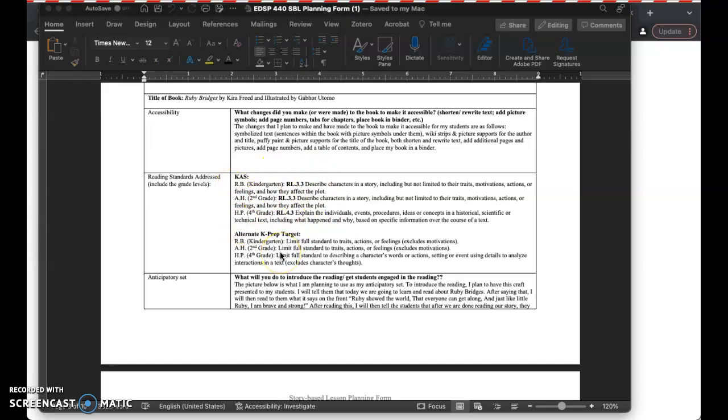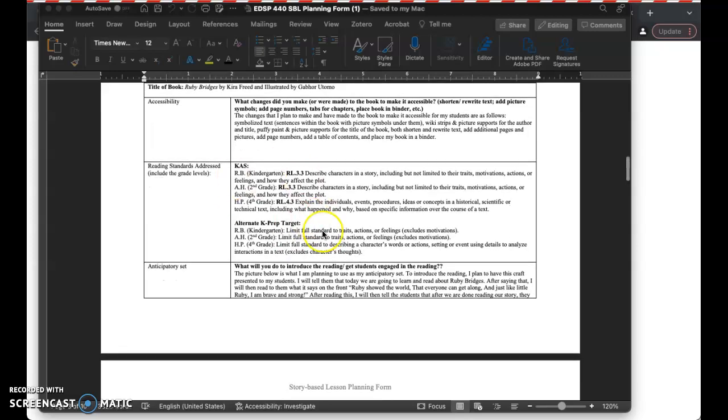But what I would like you all to do first is find that alternate K-Prep standard and try to align those the best that you can. Again, look at the other example as well. I think that's probably going to give you a better picture on these standards.